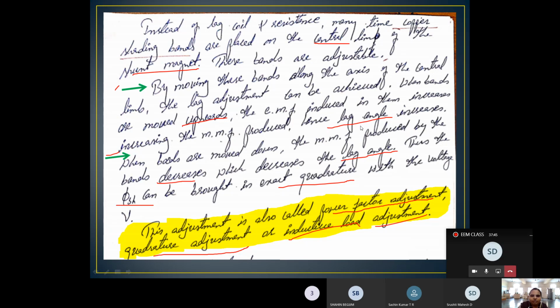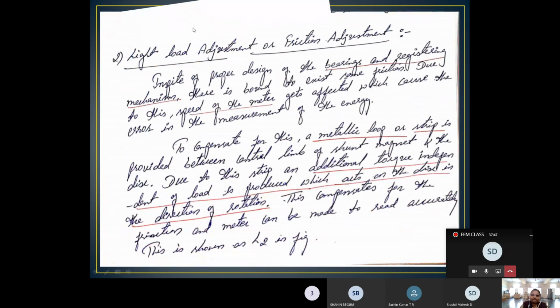Okay. Next, we will go with the second one, light load adjustment or friction adjustment. When friction is introduced in the devices, when one part is touching another, or it may be heavily loaded, based on that, friction occurs in the circuit. Here we will see how it applies in the energy meter.